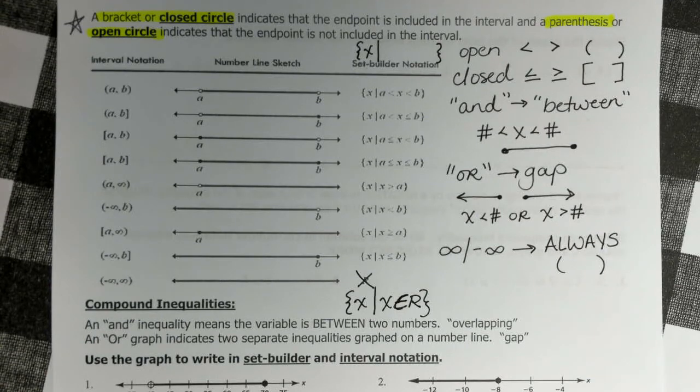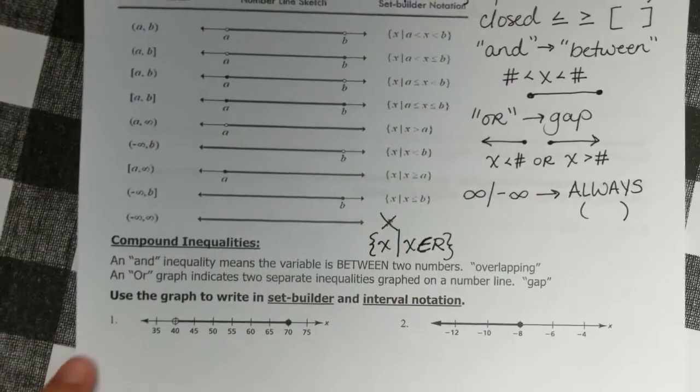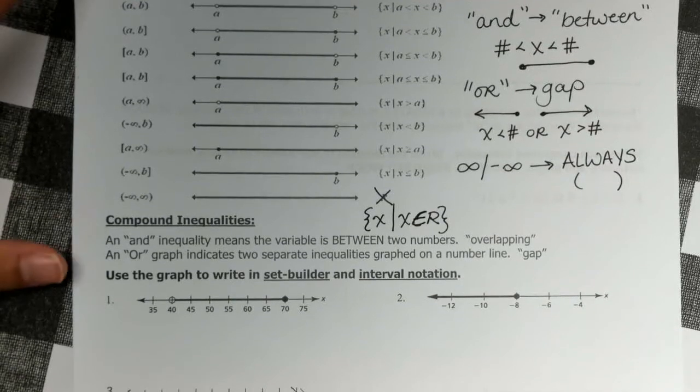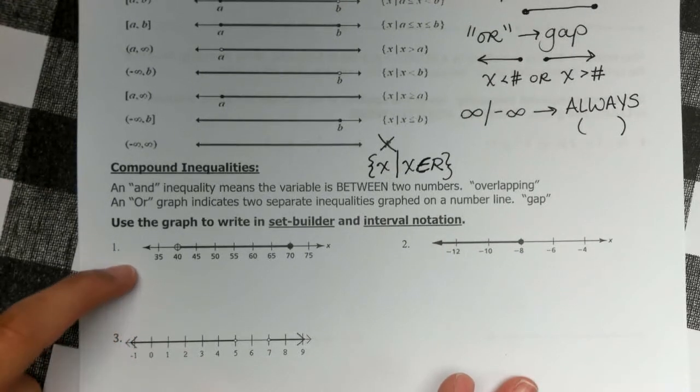So, all this does is reiterate what I said up here. Your and is between, and you have an overlapping, okay? Or are two separate directions, and there's a gap there, okay? So if I'm looking at examples 1 through 3, I give you the number line, and you have to write it in set builder and interval.